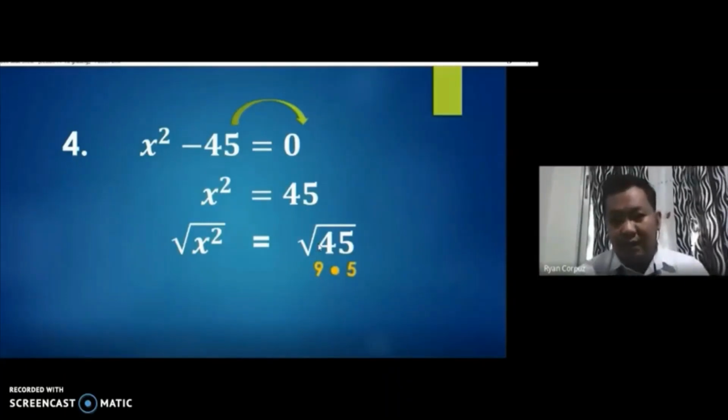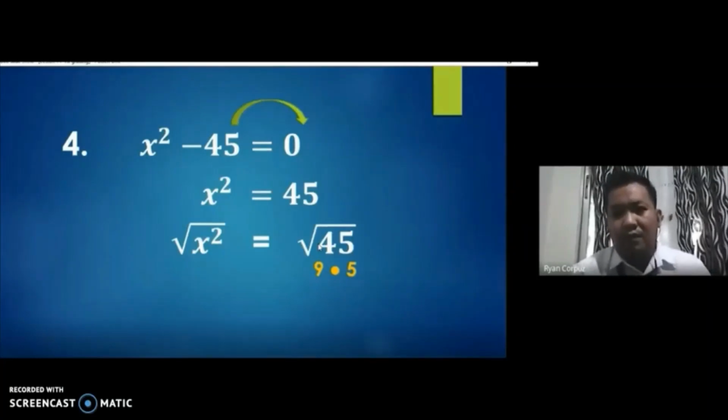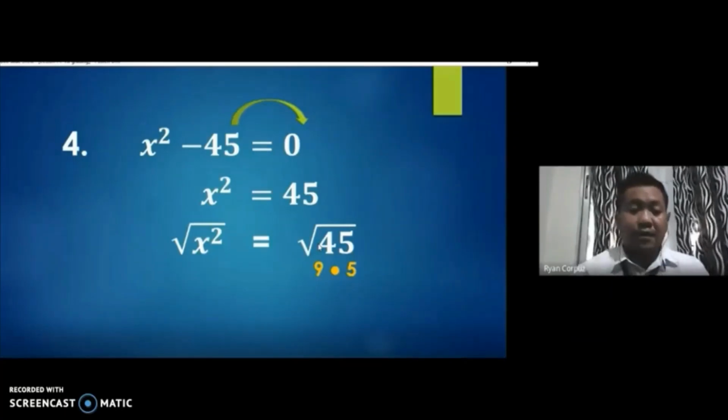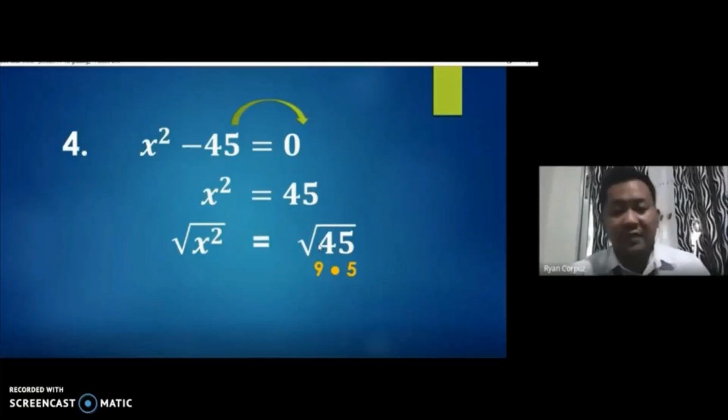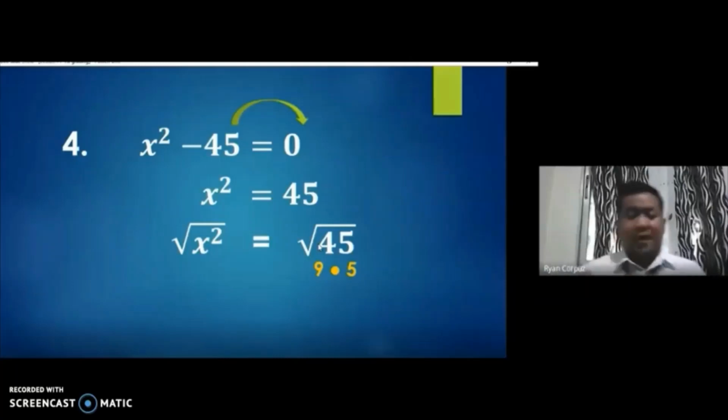So, let's write first the one which is the perfect square. In that case, 9 is a perfect square. So, what are we going to do next? Since 9 is a perfect square, we can find its root. So, what is the square root of 9? That is positive 3 and negative 3.